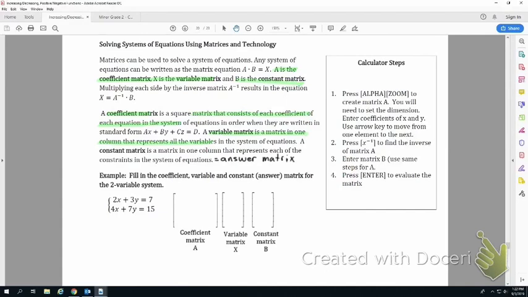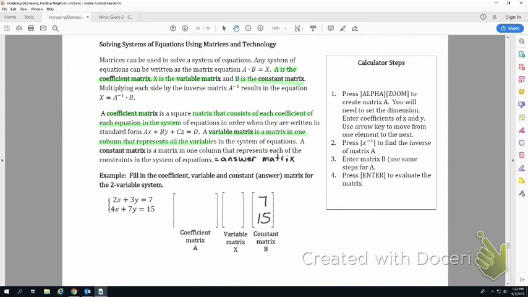And we'll go ahead and fill this in. I refer to it as that because if you look at your system of equations, the answer to each equation, so equals 7, equals 15, that is what is going to go into that constant matrix, what I call the answer matrix. Just all the answers to each equation.